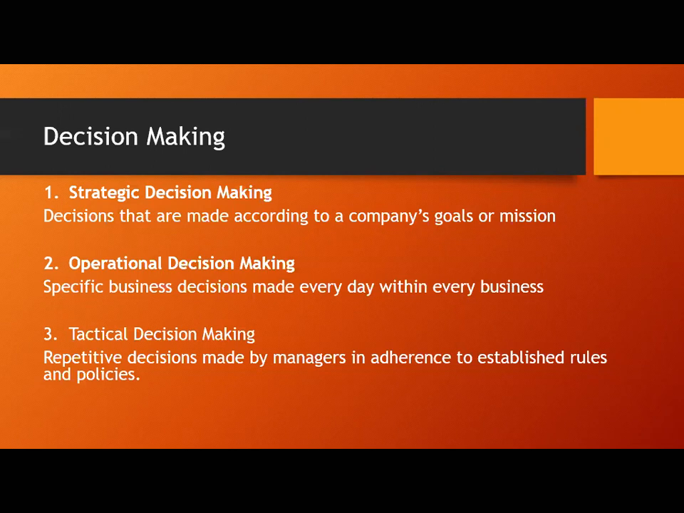And then we have the tactical, which represents repetitive decisions made by the manager in adherence to established rules and policies. All right, so there are different levels of decision making, but what is common at each level is that the information used to inform the decision making process is accurate. If the information used is inaccurate, then of course it can lead to decisions that may plunge the business into bankruptcy, may result in lawsuits, may cause a loss of life and properties.